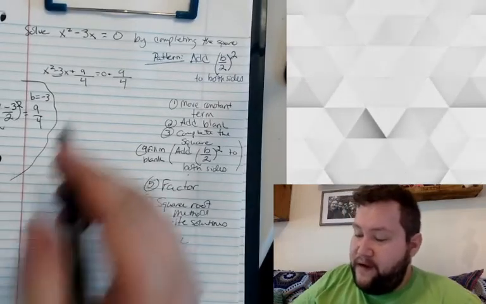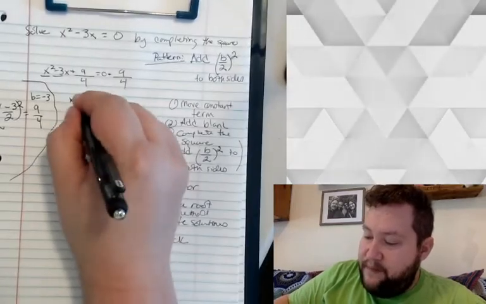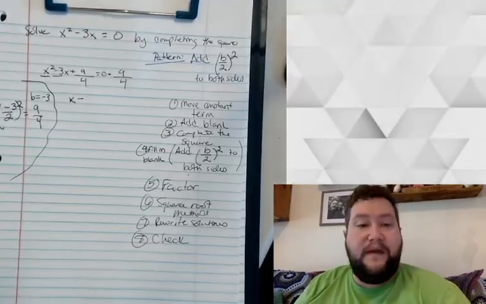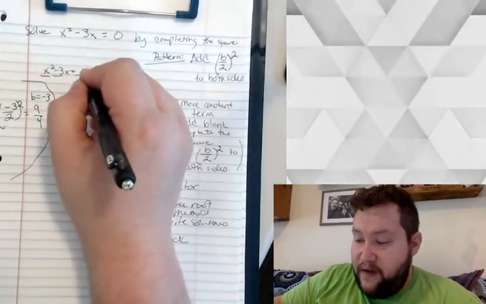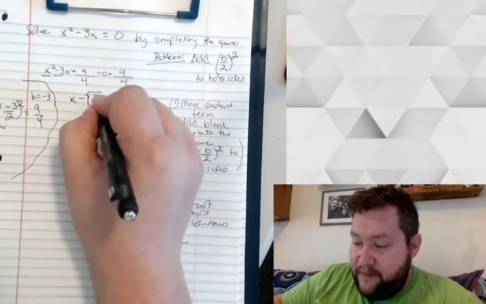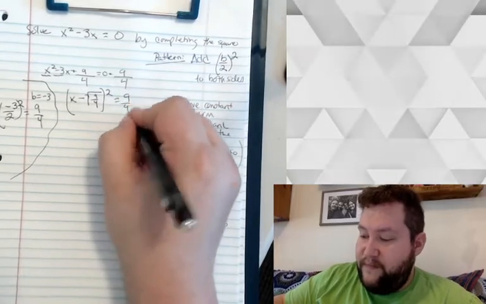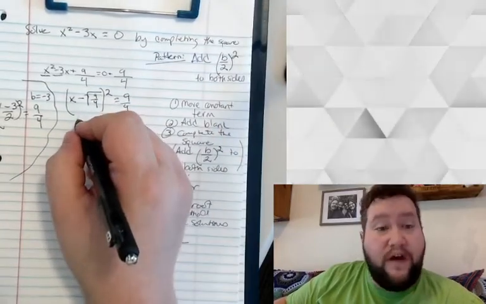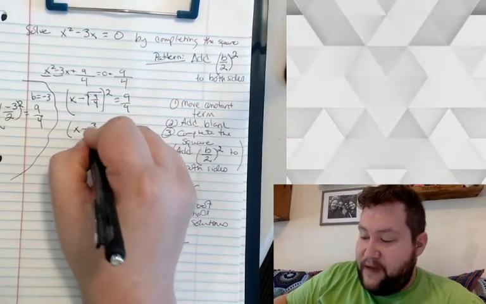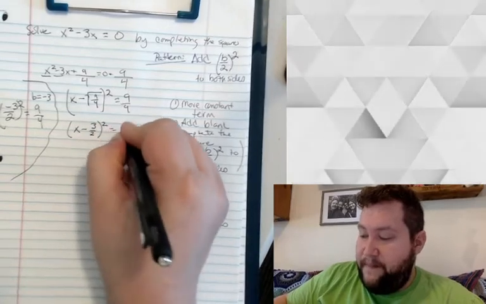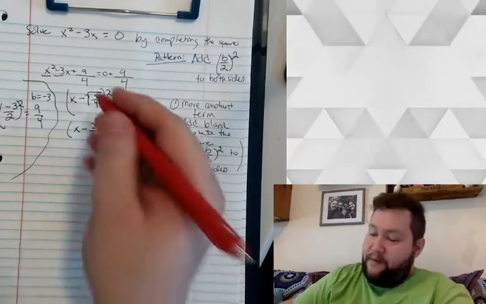And now we can factor. It's going to be our x minus, and whenever you factor, it's not just 9/4, but it's the square root of 9/4 squared is 9/4. And in this case, which is always the case when we factor a square, 9/4 is a perfect square, so x minus 3/2 squared is 9/4. And then we use our square root method.